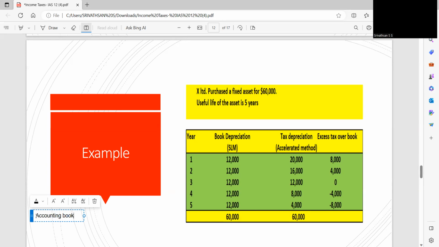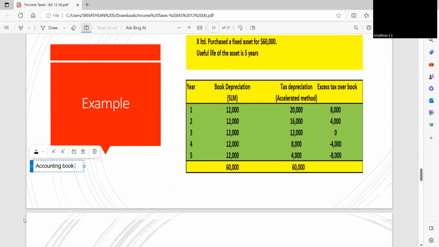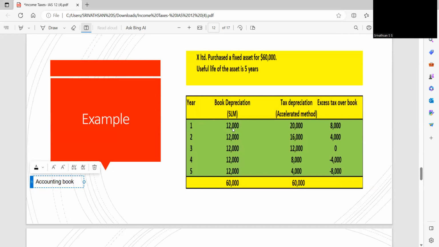This accounting book is the book prepared by the entity. It is the financial statement prepared by X Limited in this case. In the accounting book, in the first year, a smaller amount of depreciation is charged: here it is 12,000, whereas in the tax book it is 20,000. Less depreciation means more accounting profit, and more accounting profit means more tax. If you are earning more profit, then you will have to pay more tax.